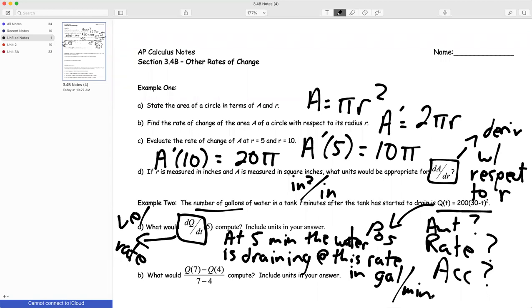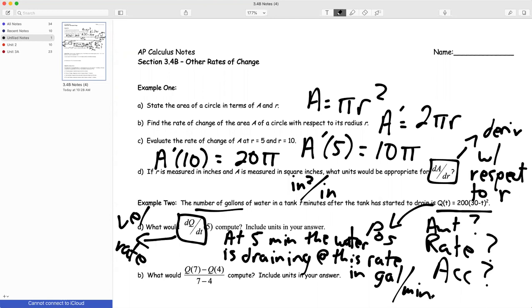At what rate? Well, I would need to take the derivative of my equation. I don't need to do that here because they didn't ask me for that. I'm just describing what this is computing, but I could expand the 30 minus t squared and distribute the 200 and get an equation and then take the derivative of that.